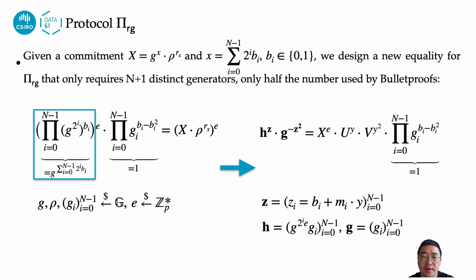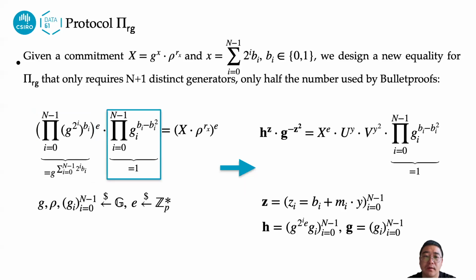For the left part in the blue frame, we rewrite G to the power of the weighted sum as the product of a series of weighted generators, where the ith generator is G to the ith power of 2. The right part in the blue frame is a series of binary constraints imposed on the bit vector B.